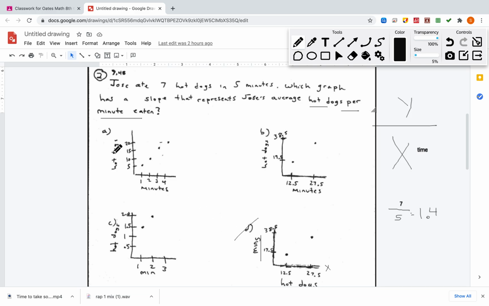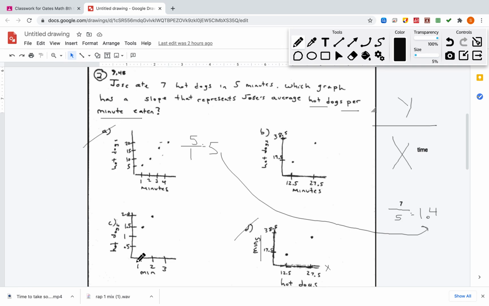All right, so we're going to look at this first point. We're going to put the y over the x. The y is 5, and the x is 1. So 5 divided by 1 will give us a rate of 5. That rate does not match the rate in the problem. So we know that A is incorrect.